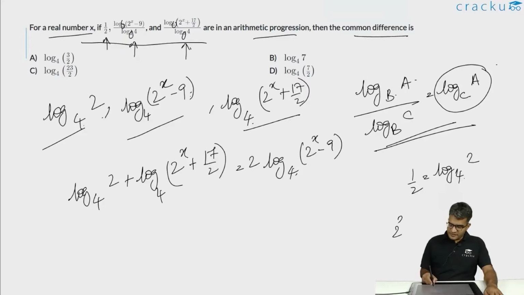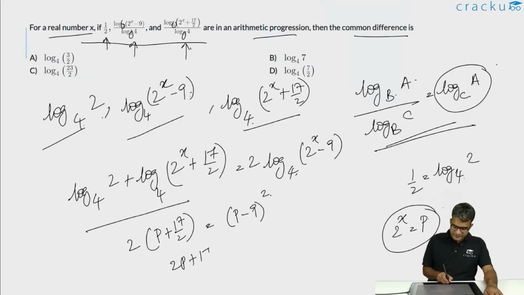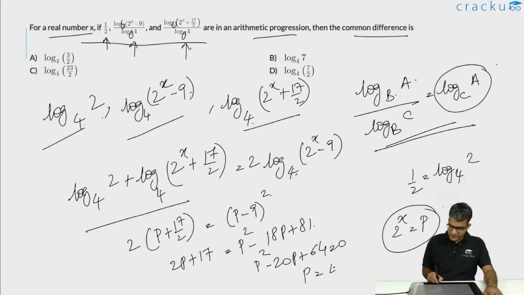If you assume that 2 to the power x is a variable p, the equation becomes 2 times (p + 17/2) is equal to (p − 9) whole square. This would imply that 2p + 17 is equal to p square − 18p + 81, or p square − 20p + 64 is equal to 0. So, p is either 4 or p is 16.